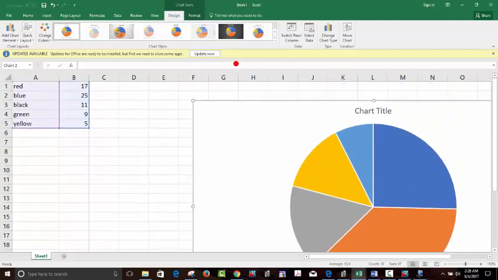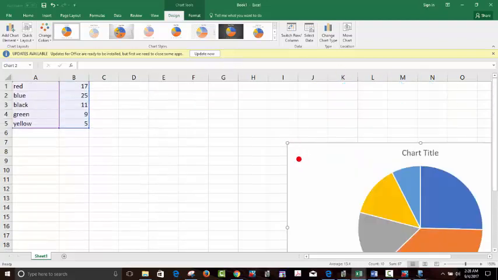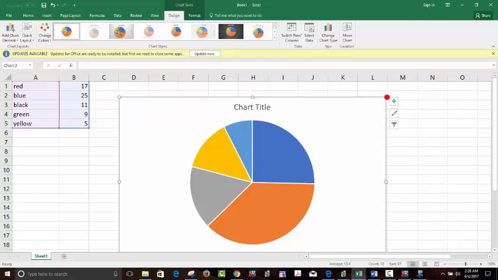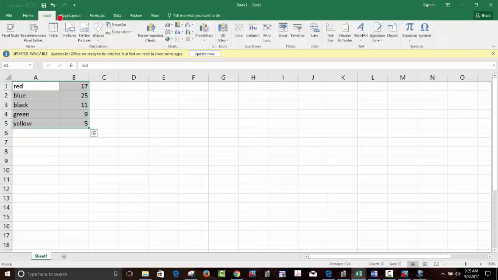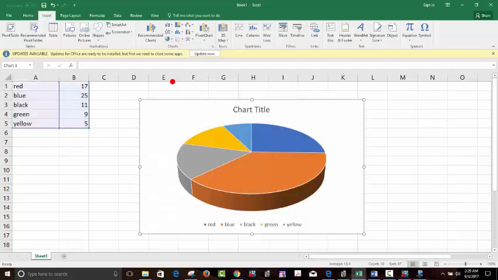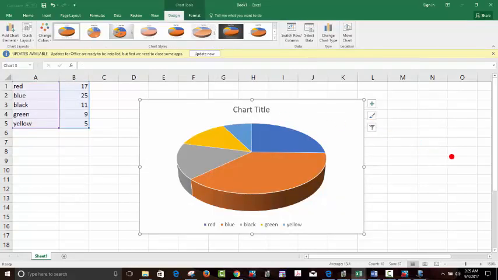So pie chart, point, click, easy, fun. You can do all kinds of interesting stuff here. 3D pie. Ooh, isn't that neat? 3D pie. And you can go in there and edit this and make it show the label, show the percentage. I don't remember off the top of my head how to do that.